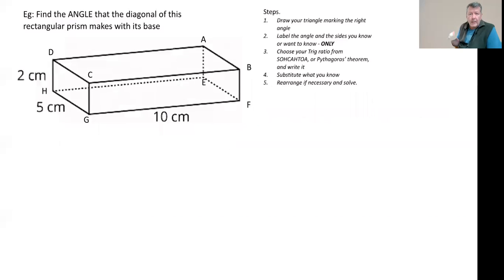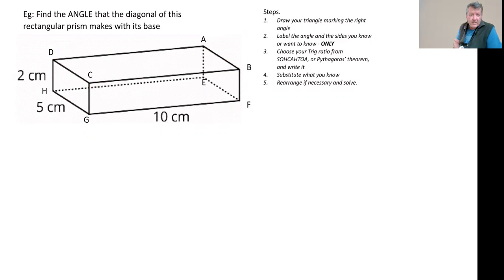Okay, let's have a look at an example. Find the angle that the diagonal of this rectangular prism makes with its base. Okay, so we have a rectangular prism here. See the rectangle on the end, and it goes across and creates another rectangle on the other end. That makes it a prism.